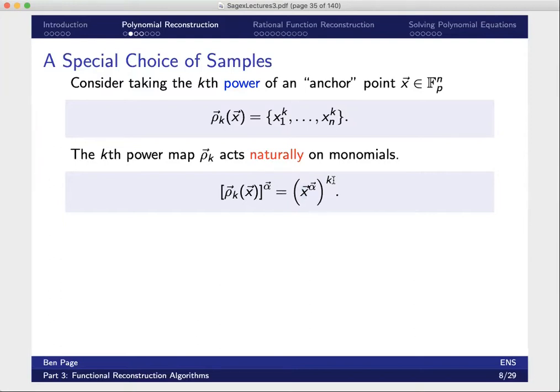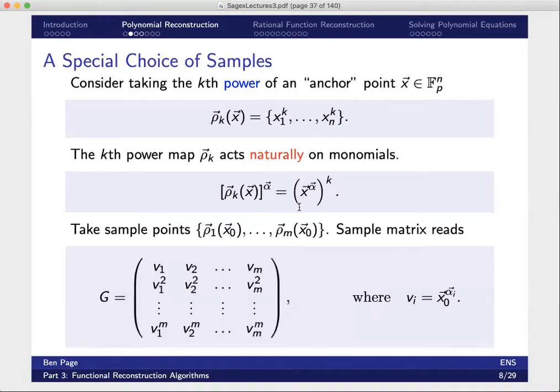Okay, so let's imagine now that we're going to take the following set of sample points. We're going to start off with our anchor point, which we'll call x0, and we're going to evaluate on the first power, second power, all the way up to the mth power. And if we do this, then our sample matrix in our ansatz problem will take the following form.